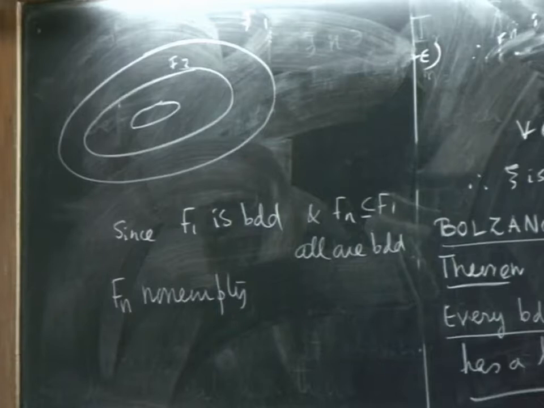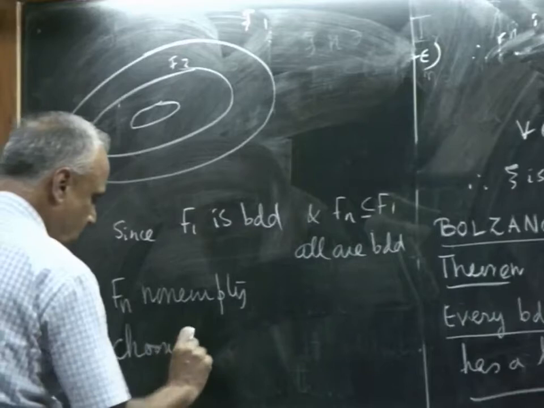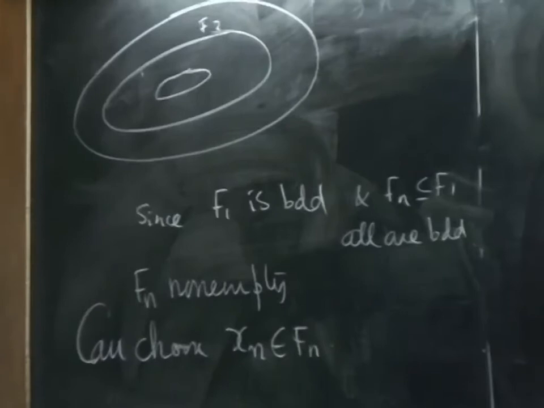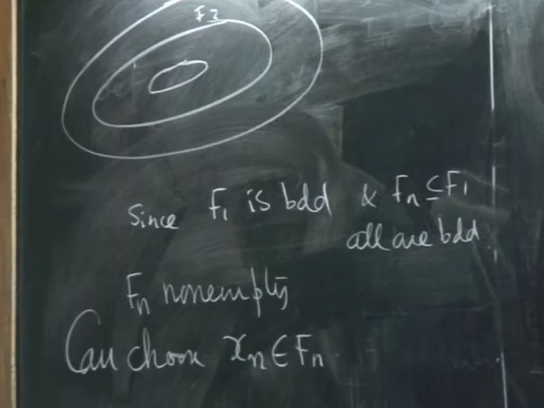Okay, so therefore, I can choose Xn belonging to Fn. Okay, so I have X1 which is coming from F1, X2 which is coming from F2, and so on and so forth. So now consider this sequence.